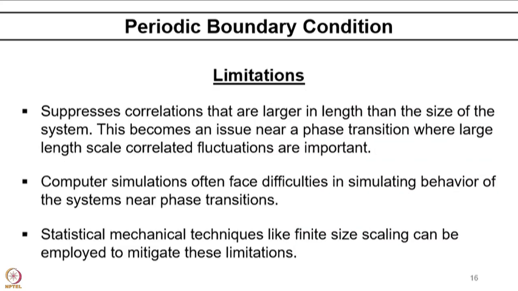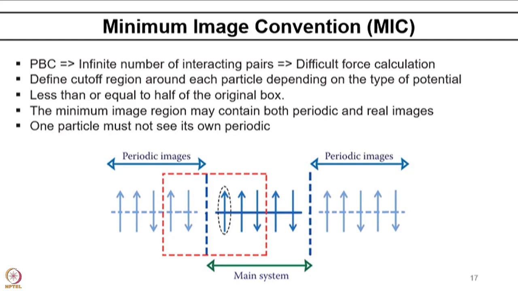Periodic boundary condition, for example when dealing with phase transitions, particularly near critical phenomena, creates a problem, because you are creating an image of a system when correlations go far beyond. So you are cutting off those long-range correlations. That's why the study of phase transitions is very difficult. But there are techniques again to circumvent them, called finite size scaling, but we are not going to go into that. So the next technique is the minimum image convention.